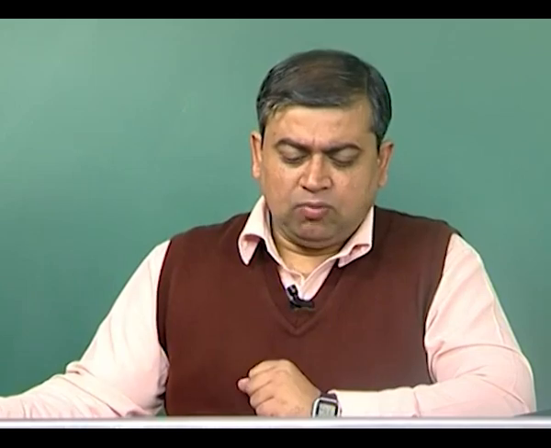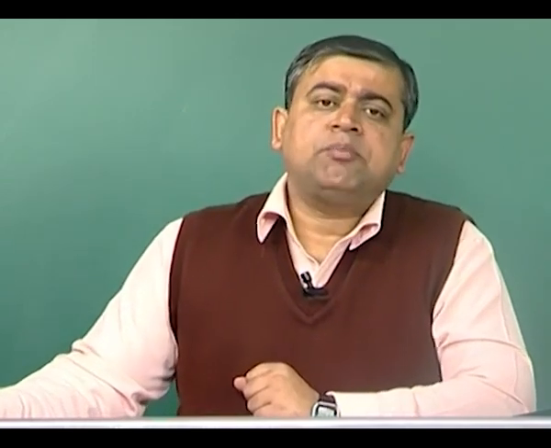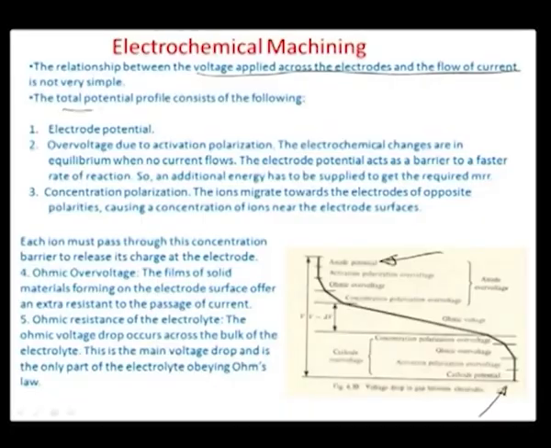So, let us look at what all are the total components of such a potential profile which would be created, meaning thereby what are the components which would cause the potential to drop as coming from anode to cathode. So, one of course is the overall electrode potential, which is the anode of the cathode potential. The second component is a drop, which is because of a sort of activation polarization.